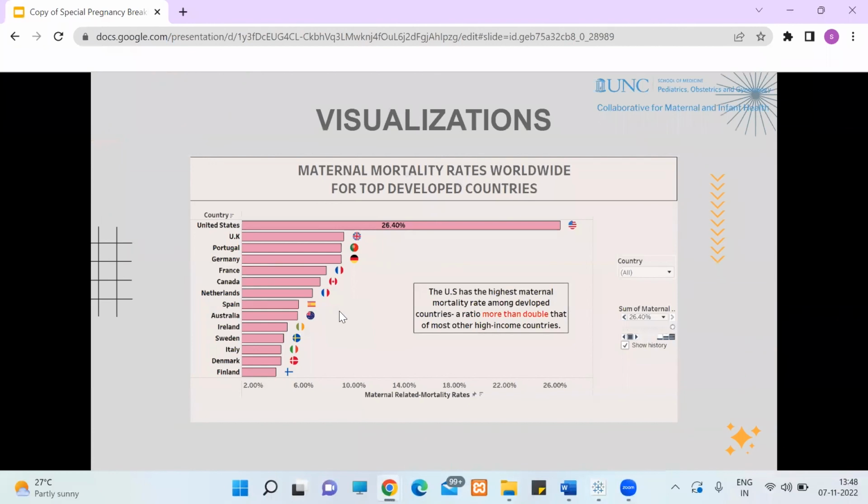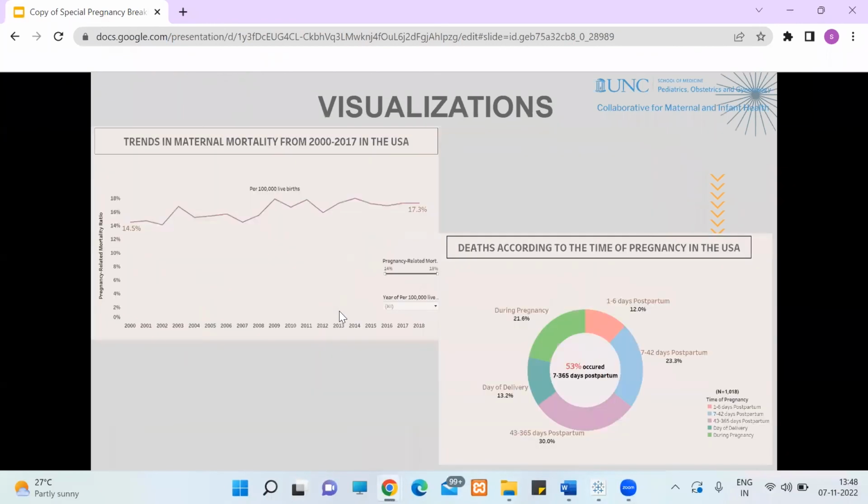Here are a few screenshots. These are screenshots of the dashboards that I've just shown you.